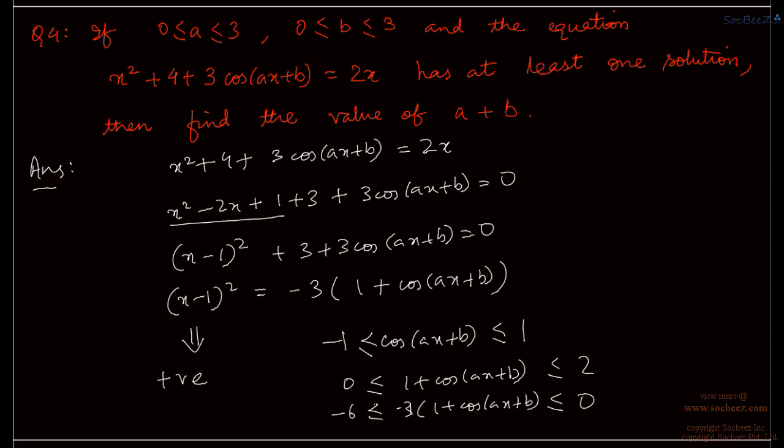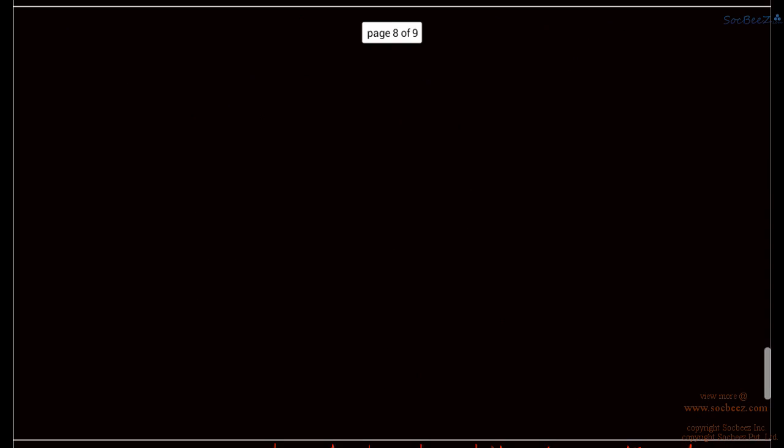So this will be this way. I actually changed the limit here from 2 to minus 6, and the inequality signs still stay the same. So minus 3 into 1 plus cos of ax plus b will lie between minus 6 and 0. Now we have a dilemma here. The left hand side is always positive. Positive in the sense it can take the value 0, but apart from that it's always greater than 0. Whereas the right hand side can take negative values from minus 6 to 0. The only non-negative value it can take is 0. So obviously there is only one consistency, and that is when both of them become equal to 0.